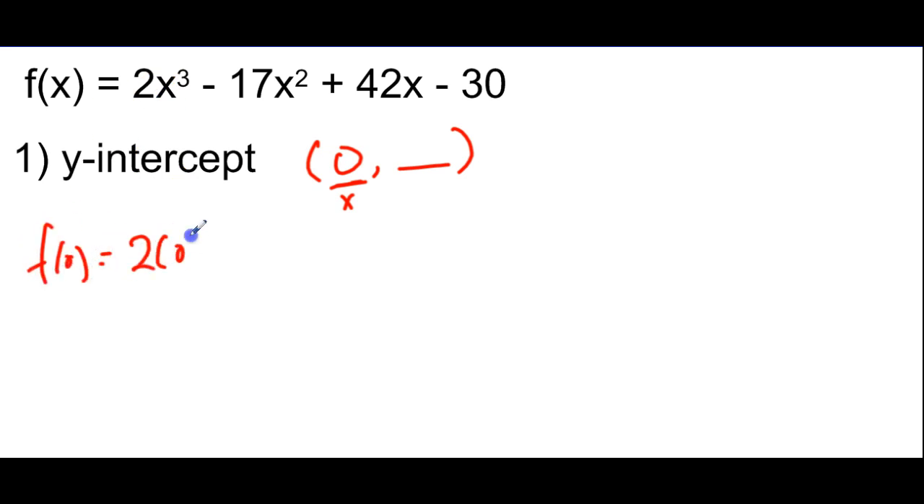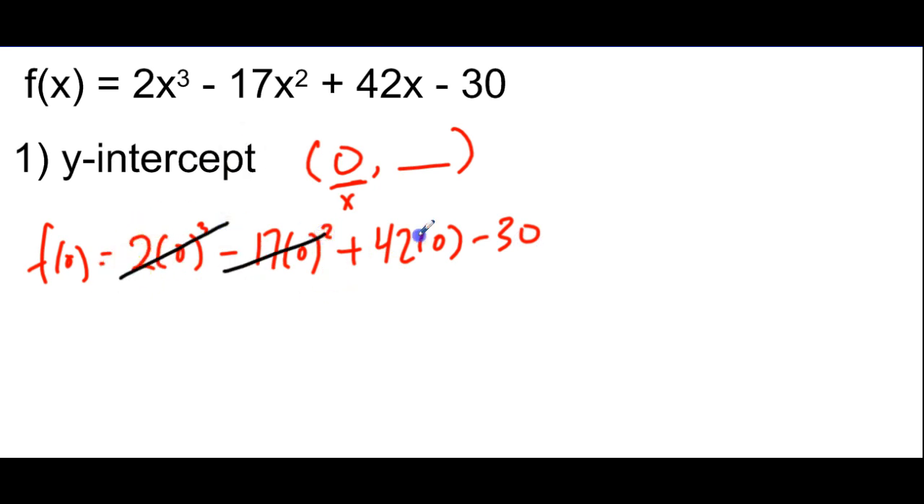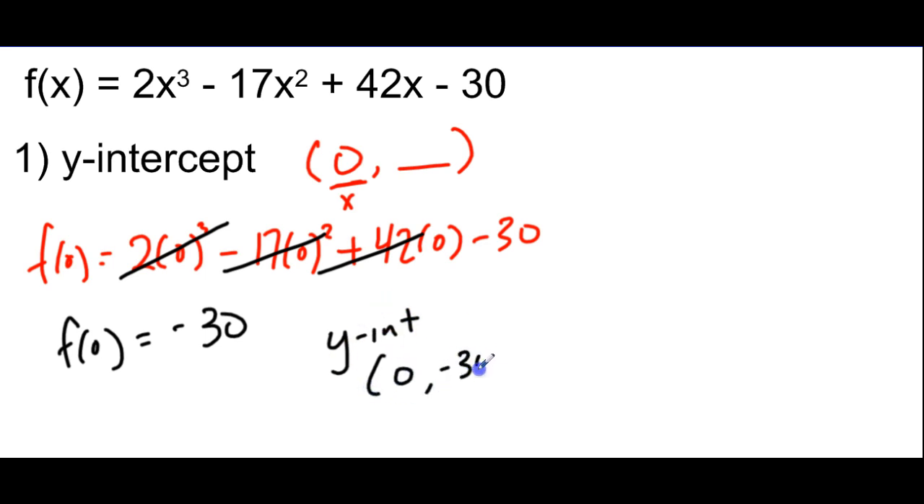So 2 times 0 to the third minus 17 times 0 to the second plus 42 times 0 minus 30. But anything times 0 is gone, so all of this is gone. So f of 0 equals negative 30, which means that our y-intercept, where it crosses the y, is (0, negative 30).